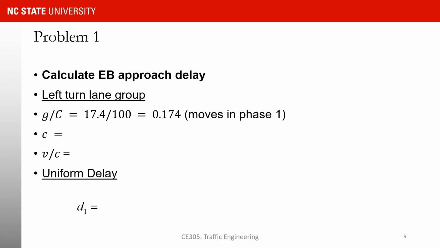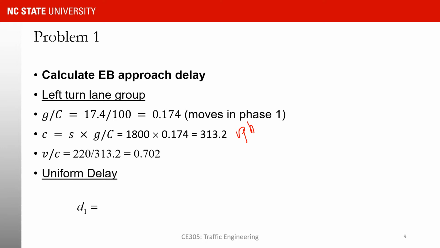We need to find small c, or capacity. That's saturation flow rate multiplied by G over C. Saturation flow rate was given as 1800. If you multiply it by G over C, you get 313.2 vehicles per hour. That would be the capacity that we have for our left turn lane group. We only have one lane, so it is going to be 313.2 vehicles per hour per lane. You need to find V over C. So V was 220 divided by 313. That's going to give you a V over C of 0.702.